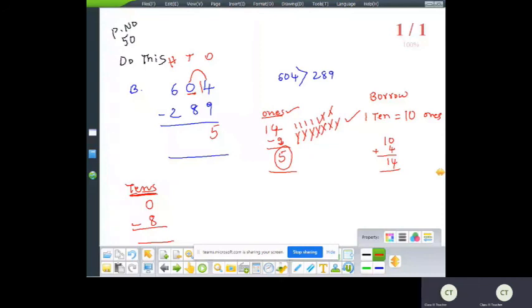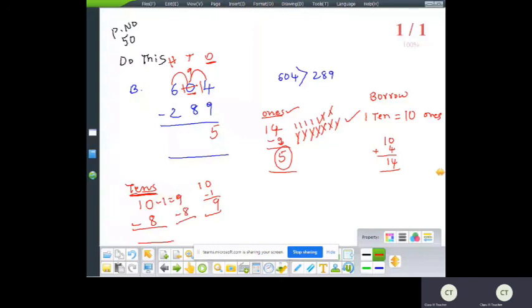Now this is 10. From this 10, we already took 1 for ones. It means 10 minus 1 is 9. Now subtraction 9 minus 8.